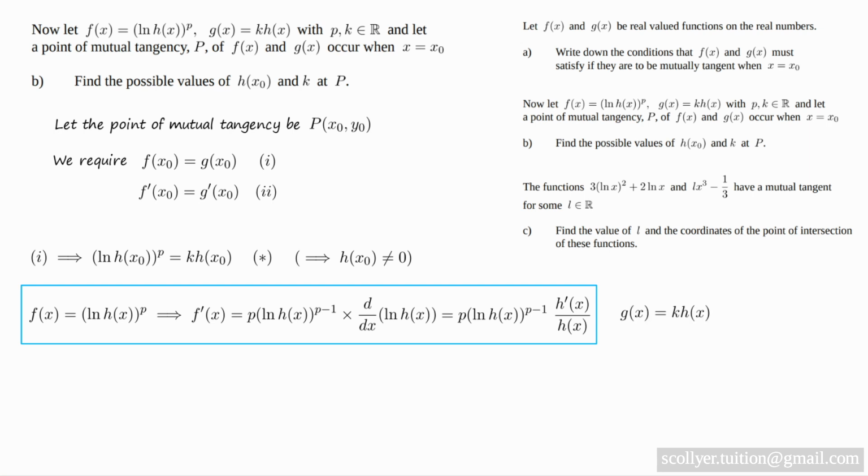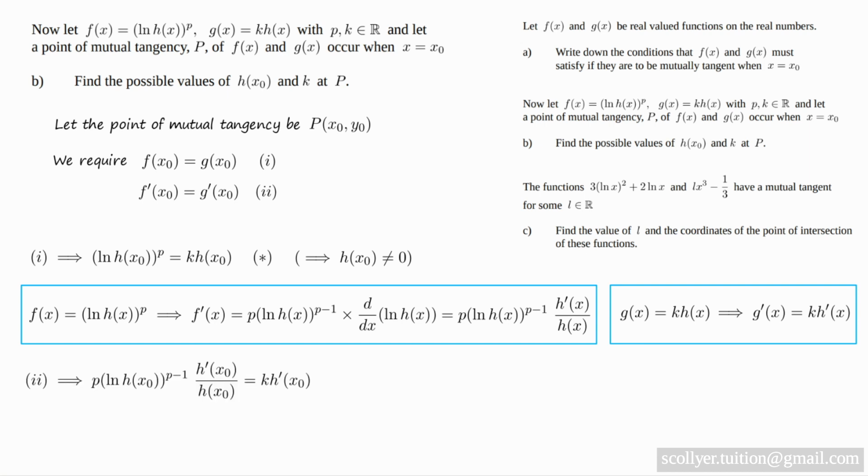Also, since g(x) equals k times h(x), then we have that g'(x) equals k times h'(x). And that's another important result which we put in another blue box. And so applying those results, 2 tells us that p times (log h(x_0))^(p-1) times h'(x_0) over h(x_0) equals k times h'(x_0).